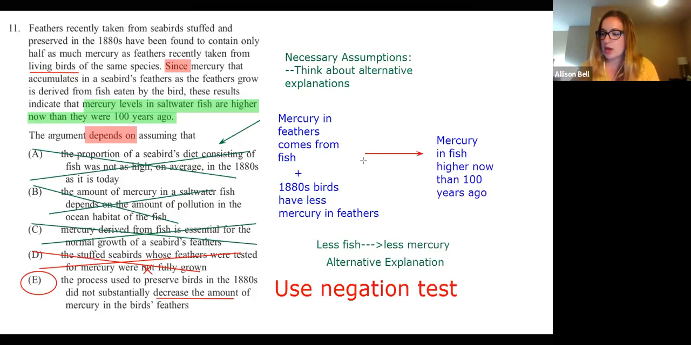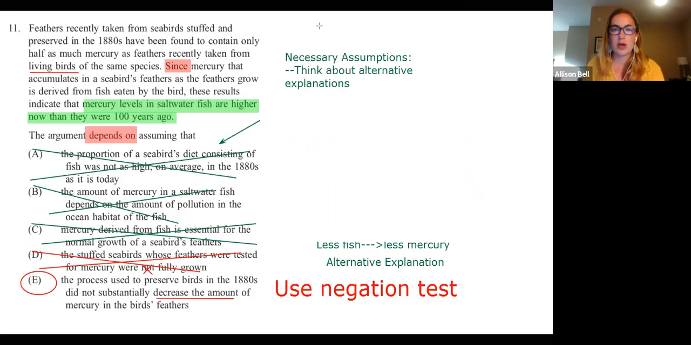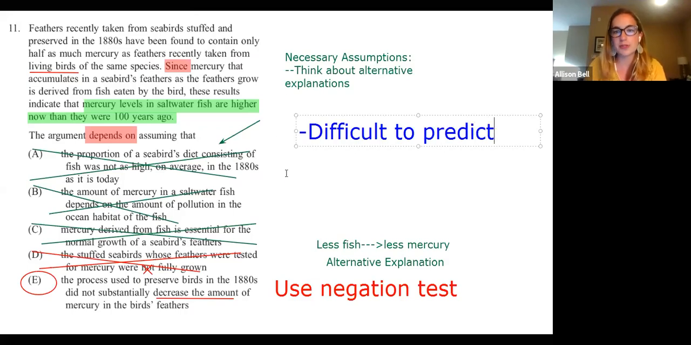Okay. So I want to wrap up with a couple of just big notes on necessary assumptions for you to think about. I'm just going to put them right here where we were doing our argument work. One is that necessary assumptions are difficult to predict. So when you first read this argument, if you thought about what the assumption might be, maybe 1 in 6 of you thought about the process of preserving birds, and other people might have thought about different issues that could have affected this argument.